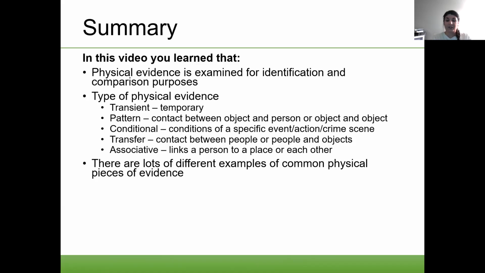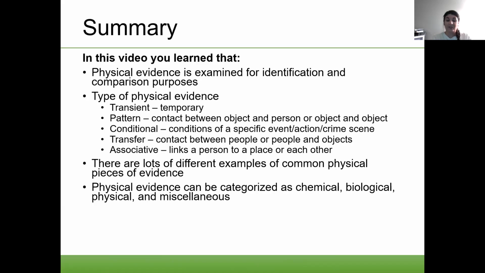And there are lots of different examples of common physical pieces of evidence. We went over them, there's a lot of them. And then physical evidence can be categorized into chemical, biological, physical, and miscellaneous. Just because physical evidence can be categorized in these four does not mean that there are only 4 divisions of forensic science in the lab. There are multiple forensic science divisions in labs per category.